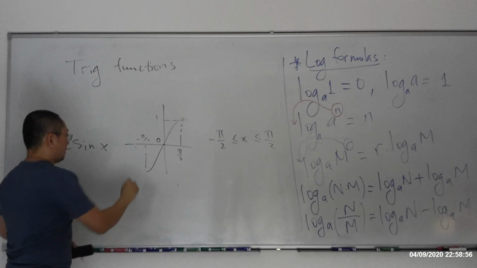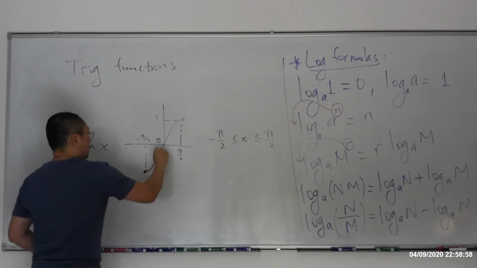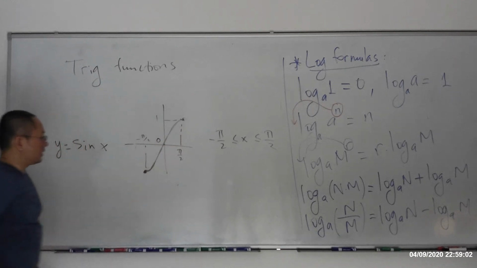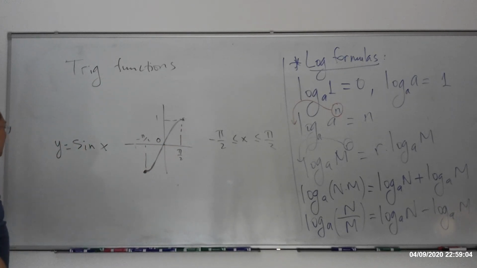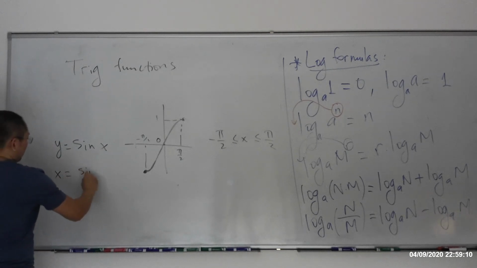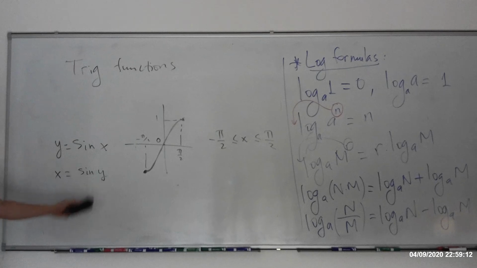Negative pi over 2 less than or equal to x, less than or equal to pi over 2. Now, this function, from the point right here all the way to the point right here, passes the horizontal line test, so it's going to be a one-to-one function. And now it's a one-to-one function, you can find the inverse. The inverse of this is going to be x equal to sine y. We don't write it this way, we write this.